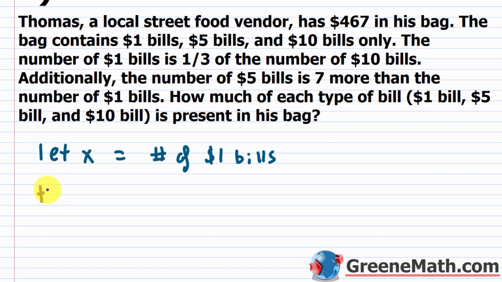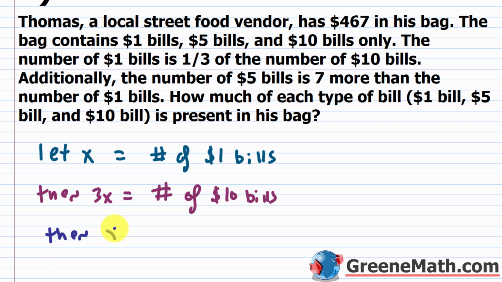So let's put then, we'll say 3x is equal to the number of, in this case, we're working with $10 bills. And then lastly, it says the number of $5 bills is 7 more than the number of $1 bills. Well, the number of $1 bills is x. So what I'd want here is x. Let me put then first. So x plus, again, it's 7 more than, so x plus 7. This would be the number of, in this case, $5 bills. Okay, so we have everything modeled. Let's again go to the table.